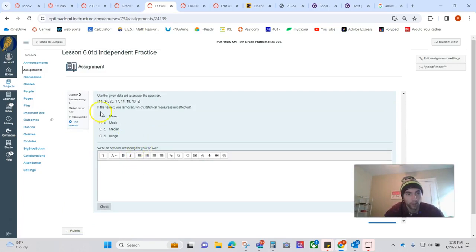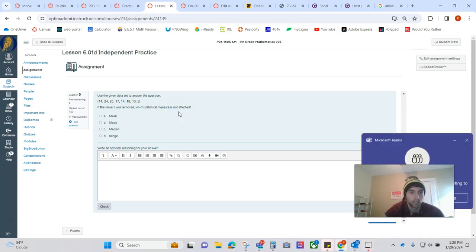Use a given data set. If the value 5 was removed, which statistical measure is not affected? The range would be affected because 5 is the smallest. Median would be affected because it would shift the number down. Mean would be affected.